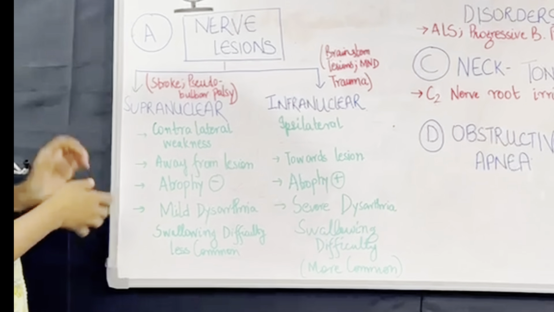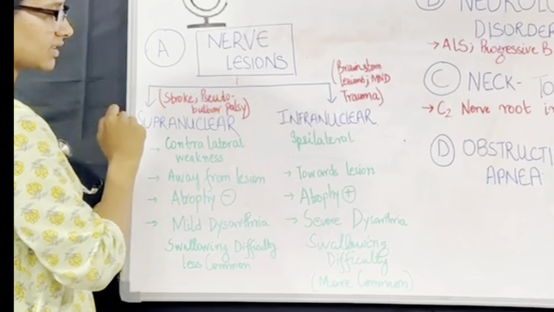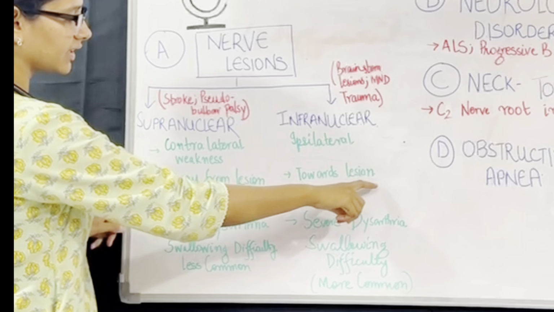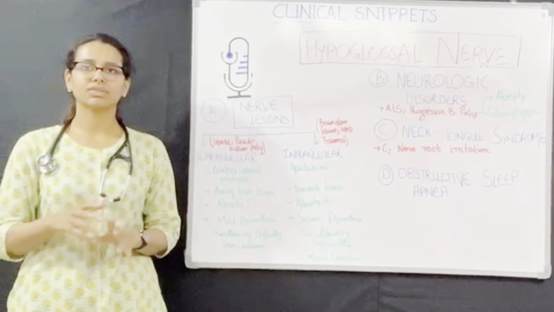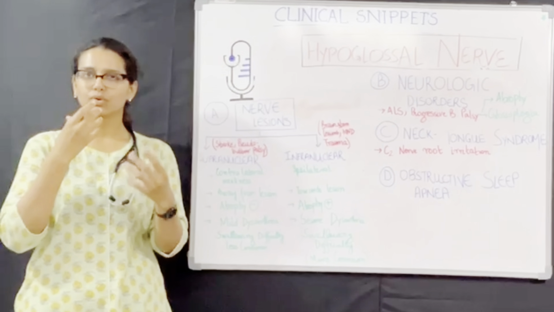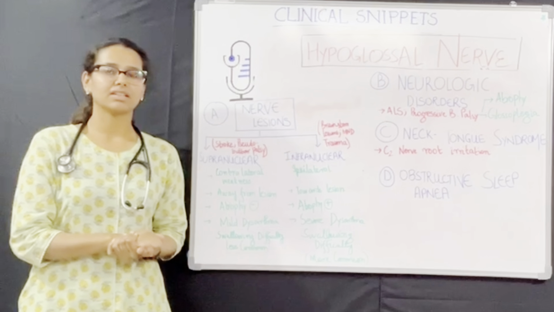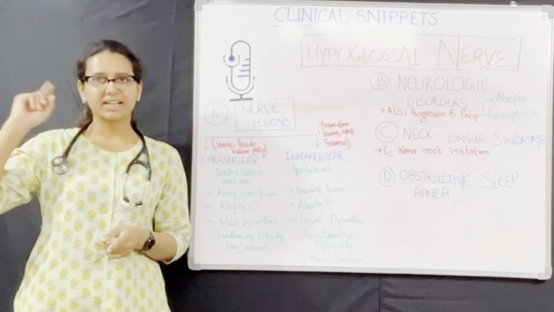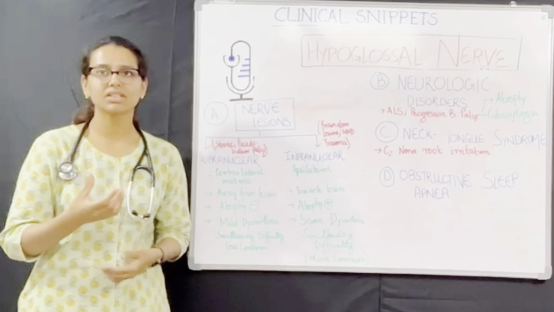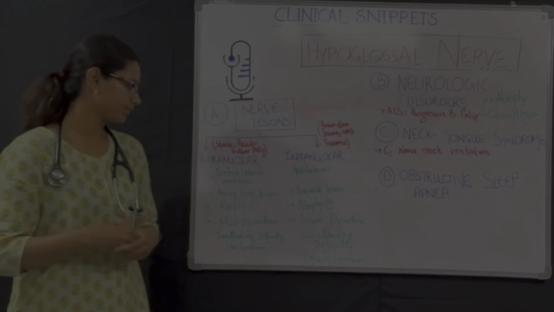nerve. So the tongue will deviate away from the lesion, whereas in an infranuclear nerve palsy, 12th nerve palsy, the tongue will deviate towards the lesion. Now what this means is that if there is a supranuclear lesion of the right cranial nerve, then on protrusion the tongue will move to the left side, which is the contralateral side. In a similar manner, if there is an infranuclear lesion of the right hypoglossal nerve, then on protrusion the tongue will deviate to the same side, that is the right side.